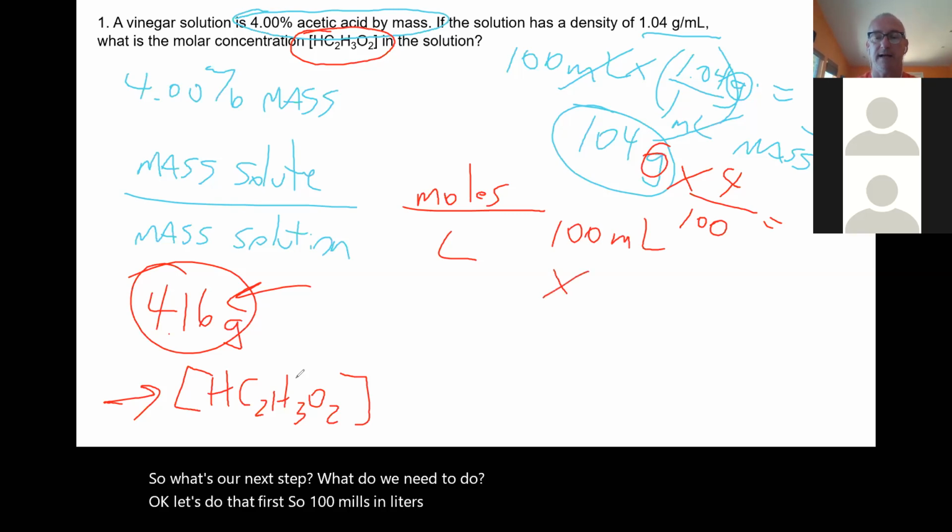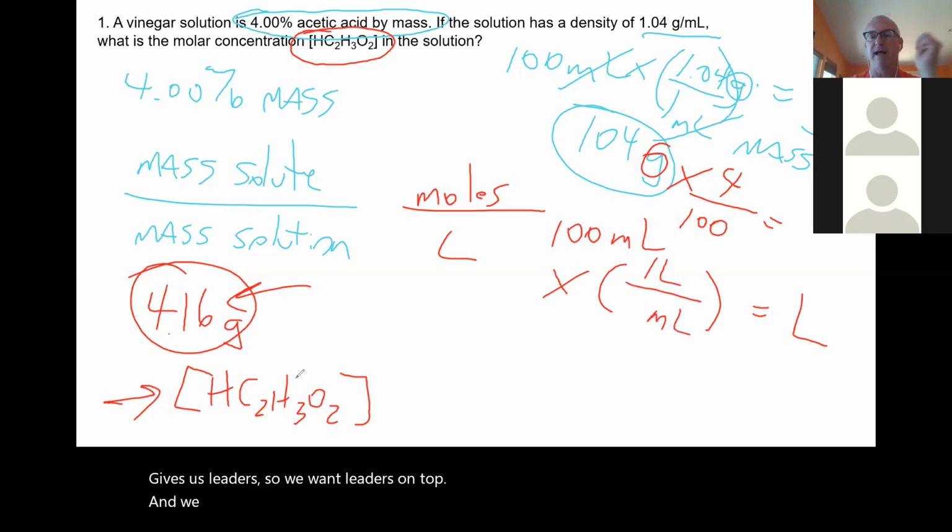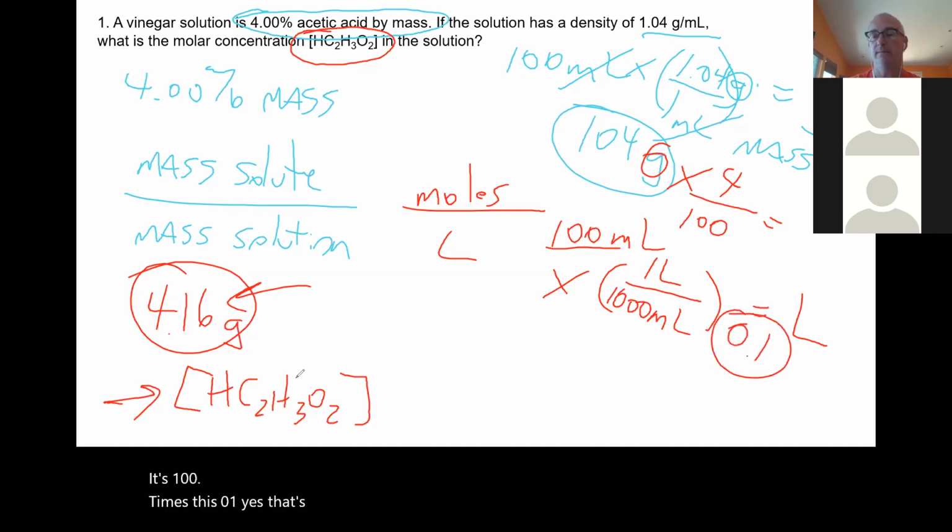So 100 mils times something gives us liters. So we want liters on top, and we want mils on the bottom. So how many milliliters in a liter? 1,000 milliliters. 1,000, that's right. So how many liters does that give us? It's 100 times 0.001, so 0.1, yes, that's right. So 0.1 liters.